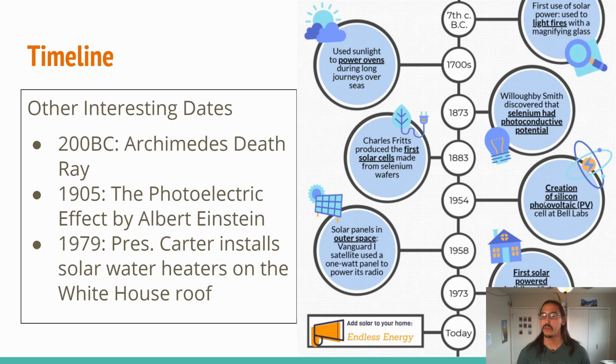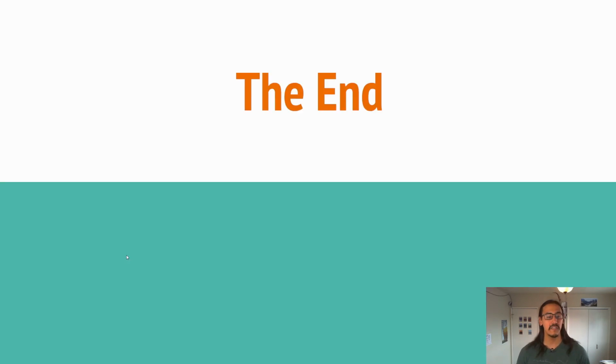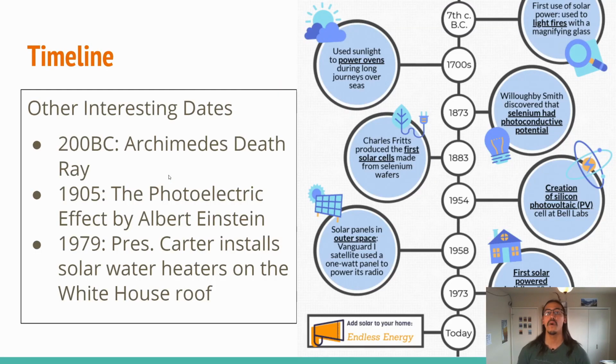Okay, so after the creation of conventional solar panels like we know them in 1954, they start getting used in space as early as 1958. So about as long as we've been able to send things to space, we've been using solar power. In 1973, there's the first totally solar powered building in the world, Solar One, built by the University of Delaware. And very close to that time, President Carter in 1979 installed solar water heaters.